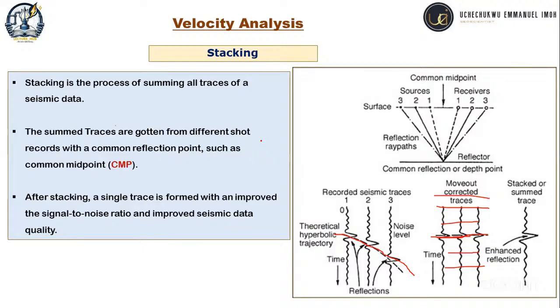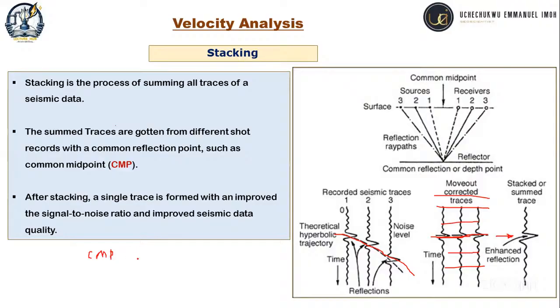The sum traces are gotten from different shots recorded with a common reflection point, known as the CMP. After stacking, a single trace is formed with an improved signal to noise ratio. Now, one thing you must also know is that in processing, stacking is a denoising step. To produce your stack, you need to be in the CMP domain.